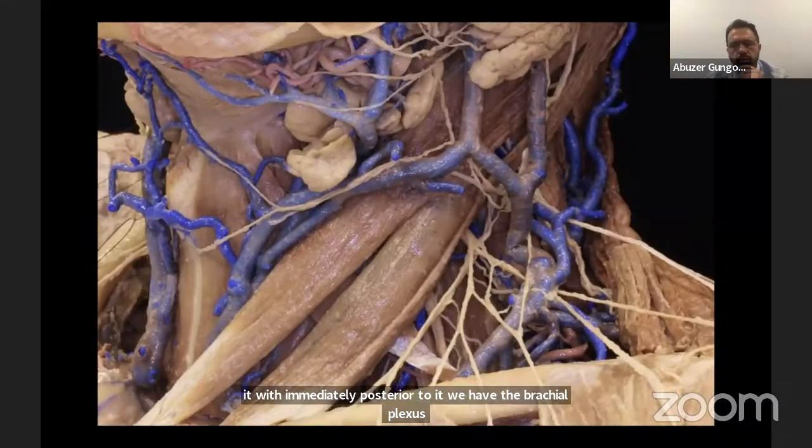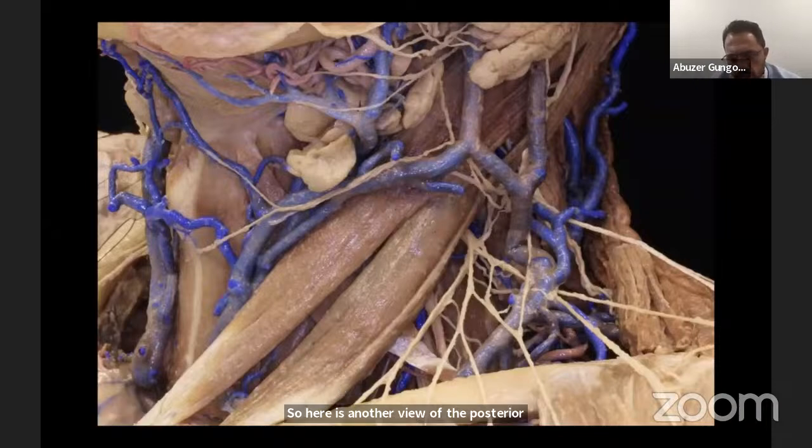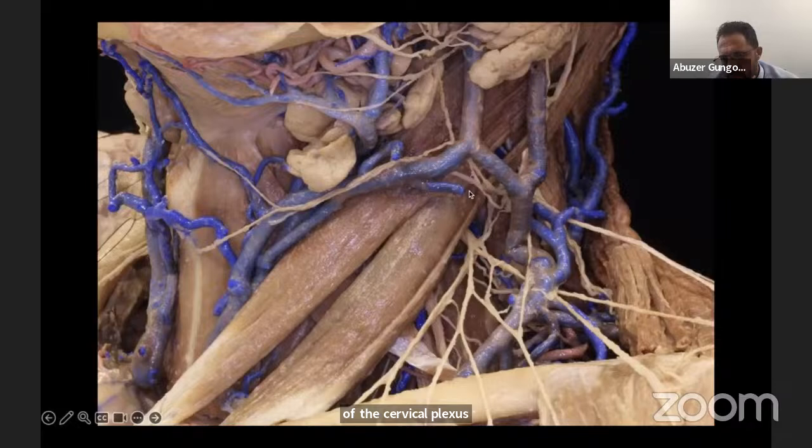So here is another view of the posterior triangle of the neck. And then we see many of the branches of the cervical plexus. And this is Erb's point, where we can see the confluence of these branches of the cervical plexus. We have the transverse cervical nerve, the supraclavicular nerves here.